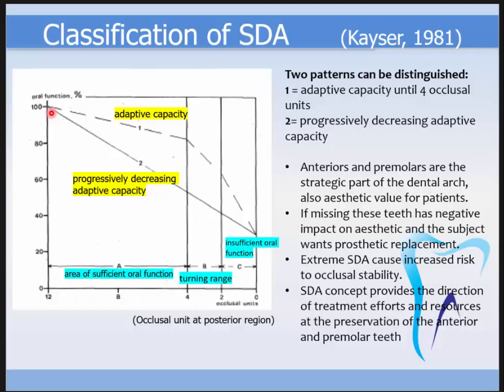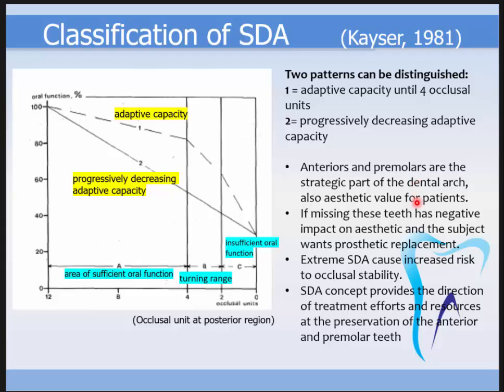Another type of patient reduced the oral function according to the occlusal units progressively, in a straight line. And in this case, it was proposed that 4 occlusal units is the minimum proposed for the patients to have good oral function, or 80% oral function capacity.